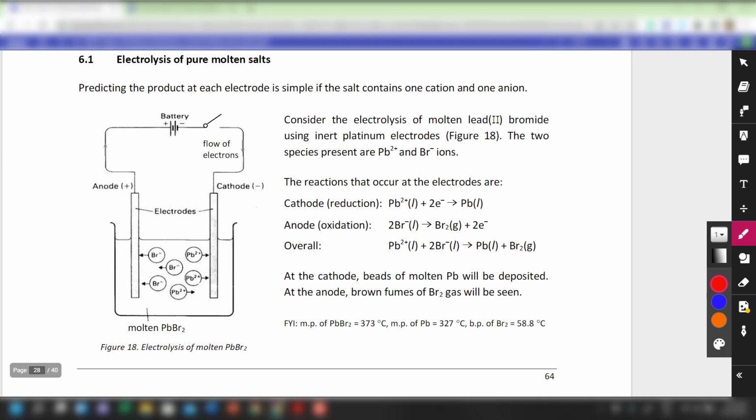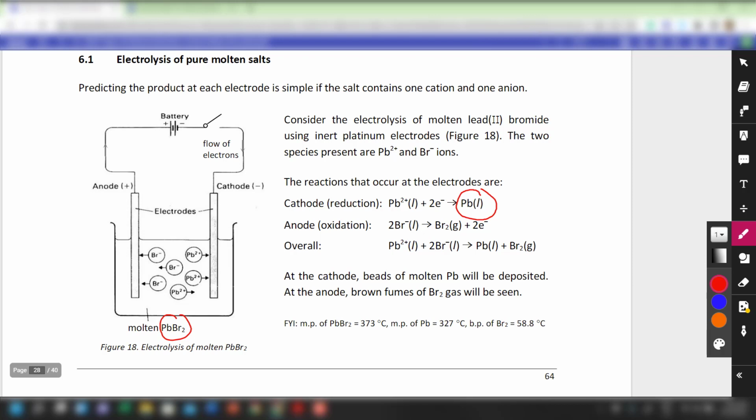So if we have molten lead bromide, in our case here with inert electrodes, the cathode will attract lead 2+, and the anode will attract bromide. For the cathode, depending on the temperature, lead will be deposited, or you'll find liquid lead floating around the electrode. For the anode, liquid bromine will be produced, but if the temperature is too high, then you will probably get gaseous bromine.